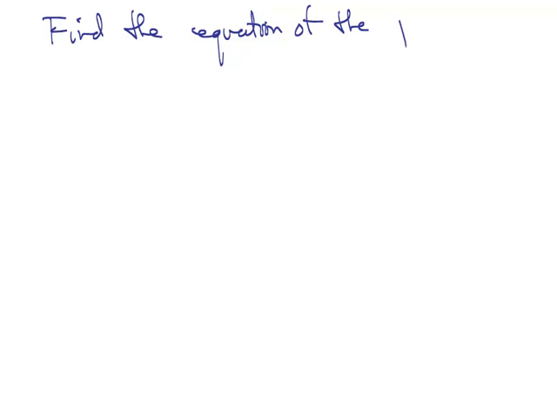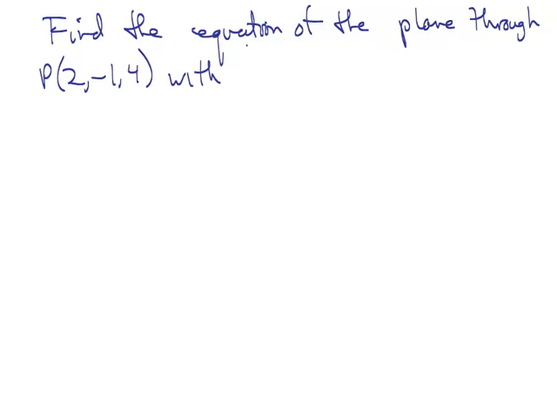Let's take a look at an example now. Let's suppose I want to find the equation of the plane that goes through a particular point. That's one thing we need. The point is 2, negative 1, 4. And let's suppose it has a normal vector. So we're just given the normal vector here. Again, we'll call it n, and we'll say it has components negative 2, 1, 5. All right. So very simple.